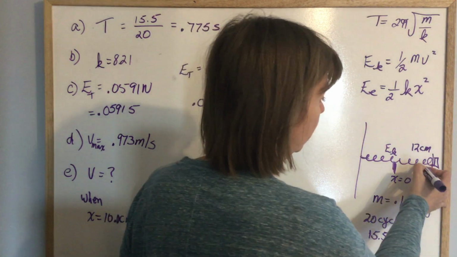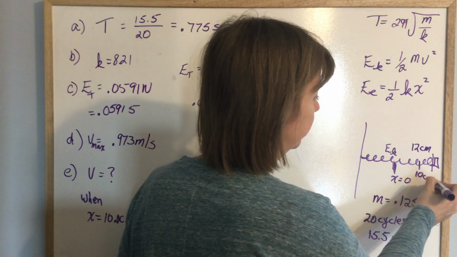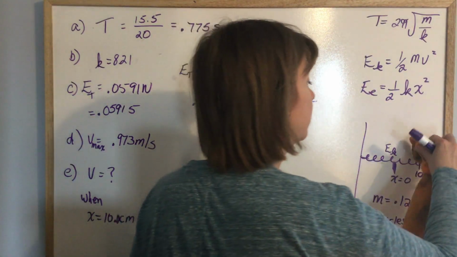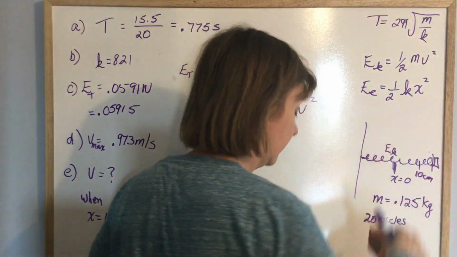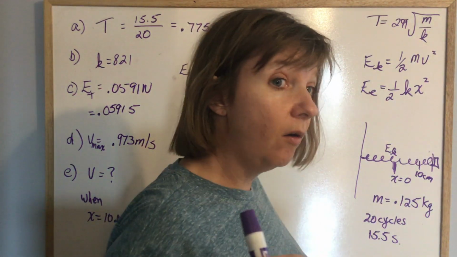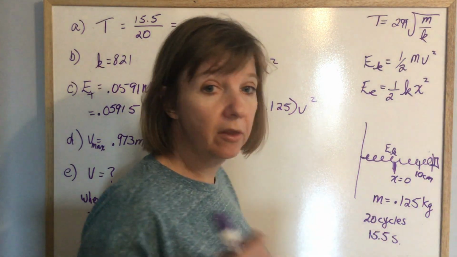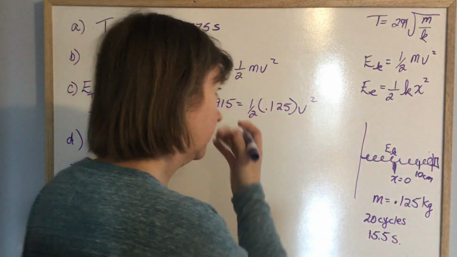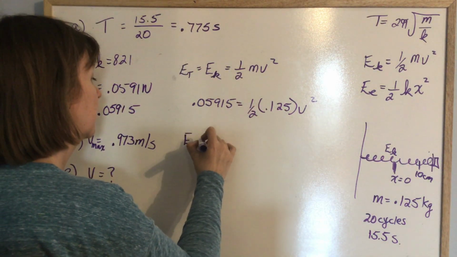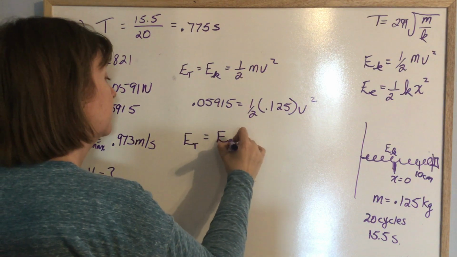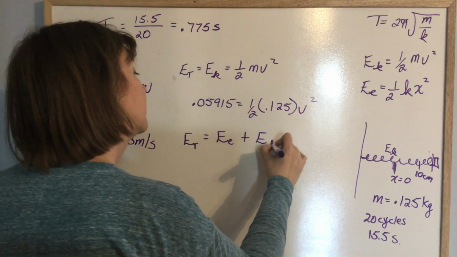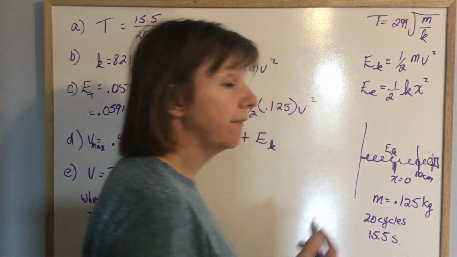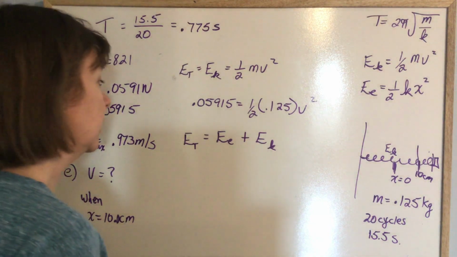When it is 10 centimeters from its equilibrium point. So at that point, let's say 10 centimeters is right here, right? If 10 centimeters is right here, okay, it's not at its maximum extension. So it is not all elastic potential energy. It's also not all kinetic energy. It is that mix, okay? So my total energy would equal my elastic potential energy plus the kinetic energy, because it's going to have some kinetic energy and some elastic potential energy at this point.